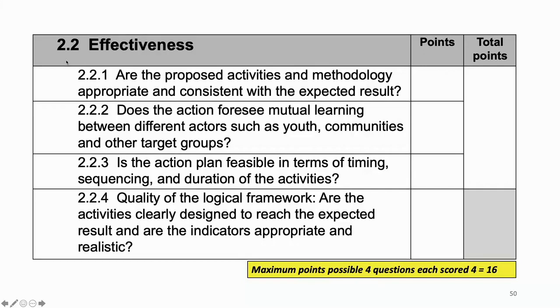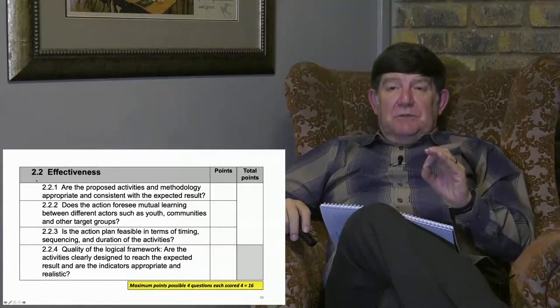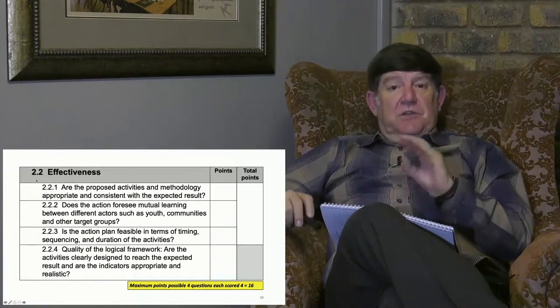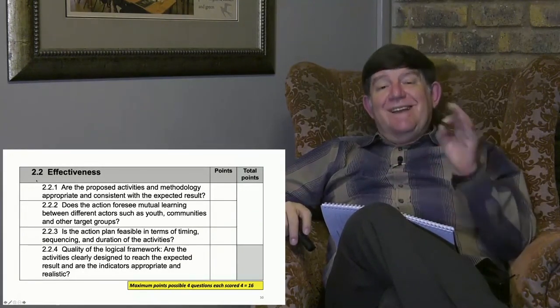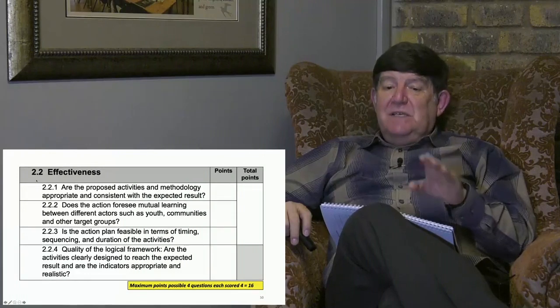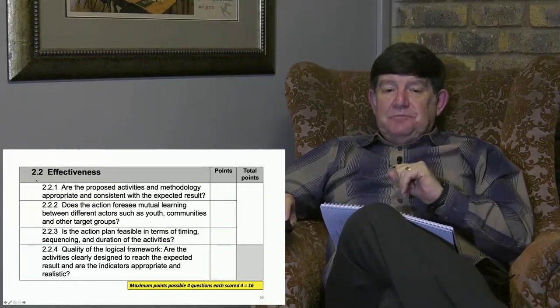Your action plan, is it good or is it excellent? Quality of the logical framework. Are the activities clearly designed to reach the expected results, and are the indicators appropriate and realistic? When people read your logical framework, is it a weak logical framework? Is it a good logical framework? Or is it an excellent logical framework? 4 questions, maximum of 4 marks, total score for effectiveness, maximum 16.